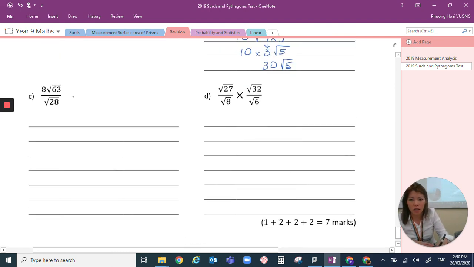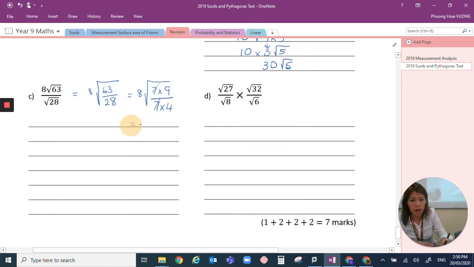Okay, this one, it becomes, let's see, 63 divided by 28. Is there any numbers that go into it? That is very tricky. So what can you do? You can think about its timetable. 63 is 7 times 9. And 28 is equal to 7 times 4. Now you can see that these two values are the same.